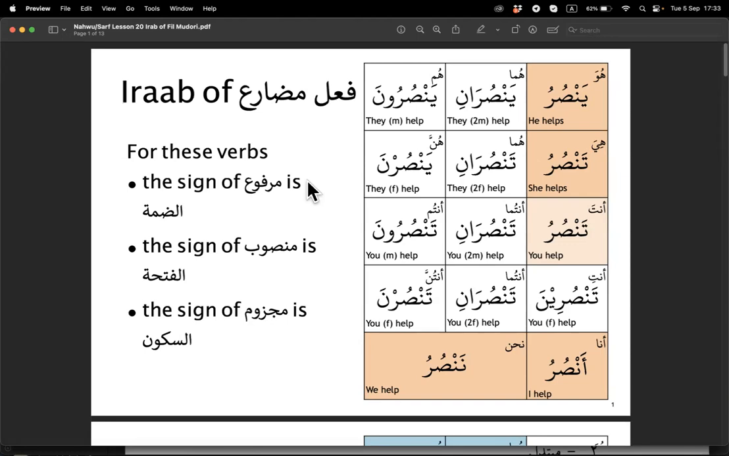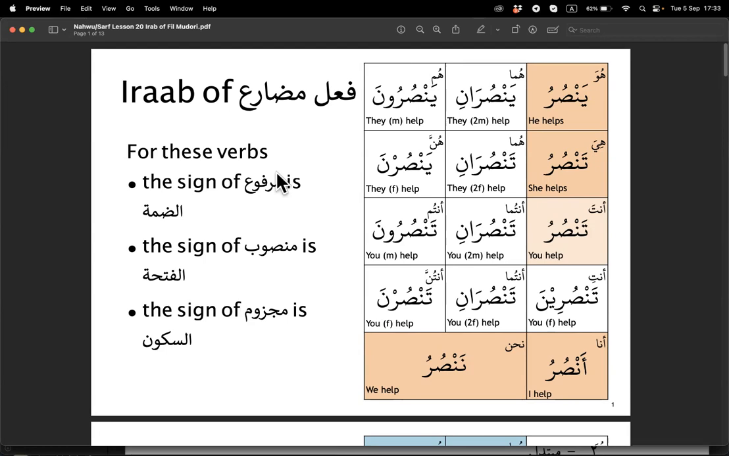Okay, Alhamdulillah. Can you tell me how many forms of fi'il mudhari we learn? What do we call them? Fi'il mudhari marfu, mansub, majzum. Yes, marfu, mansub, and majzum. So now we want to learn how to do the i'rab of fi'il mudhari.